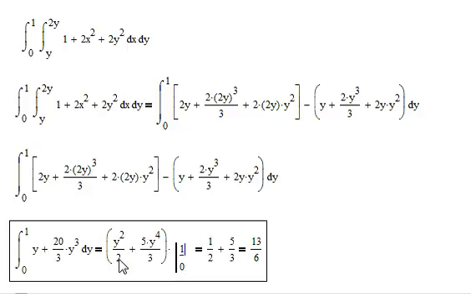When we put in 1, we get a half plus 5/3. When we put in 0, we got 0 here and 0 there. So we wind up with a whole result of 13/6. Unbelievable! Yes, that's what it is, 13/6.